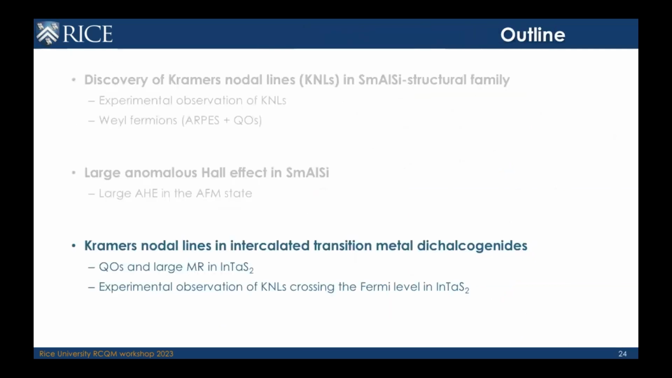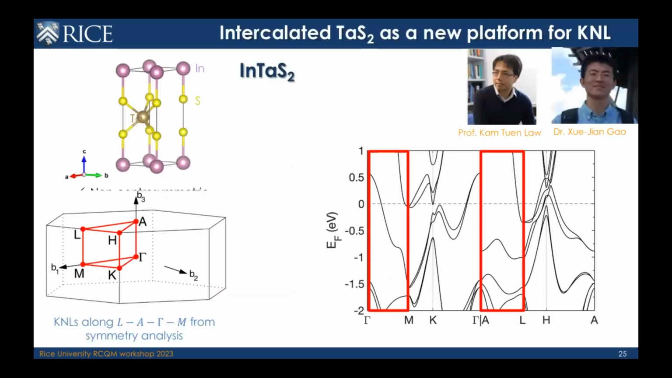If I have another minute or two, I'm going to leave you with this story of samarium aluminum silicon. Probably we haven't explained everything there is to explain in the complex properties of this material. But let me contrast that with what we observed in indium tantalum disulfide, and I'm going to have to go very quickly because I'm running out of time. But the punchline is that we observe Kramers nodal lines, and in this case, we believe that they are exactly at the Fermi surface. So let me see how much of that I'm going to be able to show you.